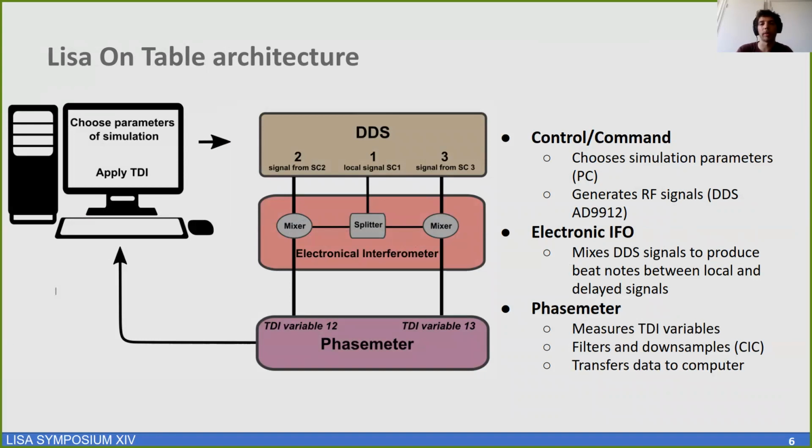We can describe this experiment in three different parts. The first part is the control command part, which allows us to choose the simulation parameters and to generate radio frequency signals. Then these signals will be mixed together to produce beat notes in the electronic interferometer. So we have delayed and non-delayed radio frequency signals to produce realistic beat notes. And at the end, we have the phasemeter, which will measure the phase fluctuation of our signals. Then it will filter and downsample this data to send it at a lower rate to the computer, and then we can apply TDI directly in the computer.